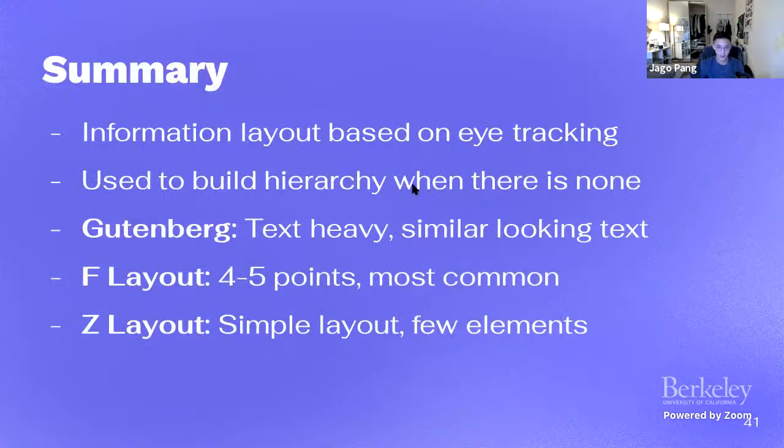Essentially, out of the four things I've talked about in terms of how people read information, you can use different layouts based on different requirements. For example, if there's a lot of text, you might want to use the Gutenberg diagram. If you want to make a website homepage, you can use the Z layout. If you have sub bullets, you can use the F layout. These principles are just used to build hierarchy when there's none.